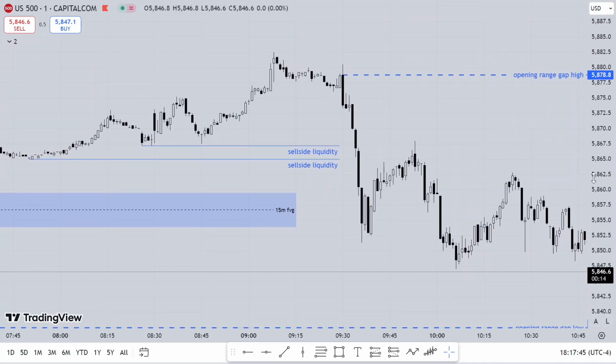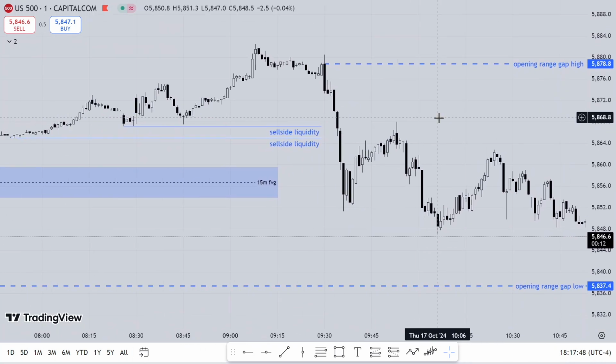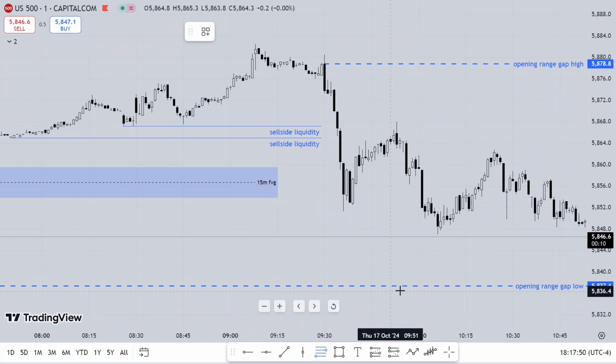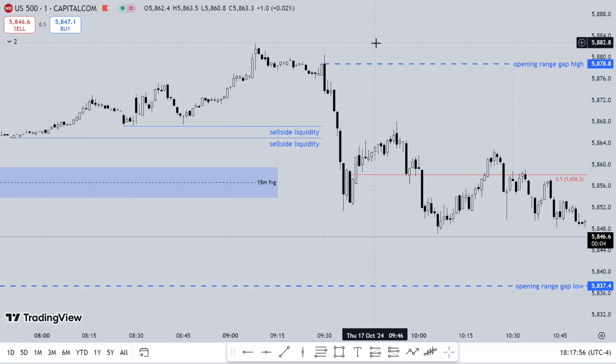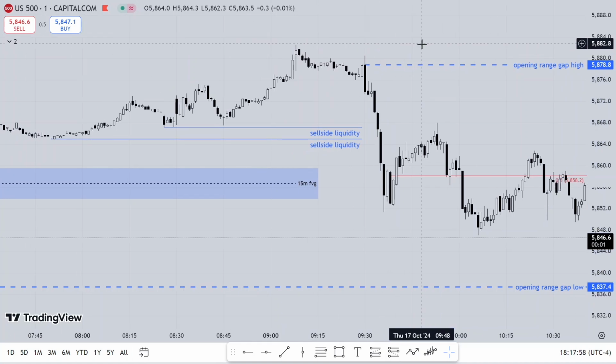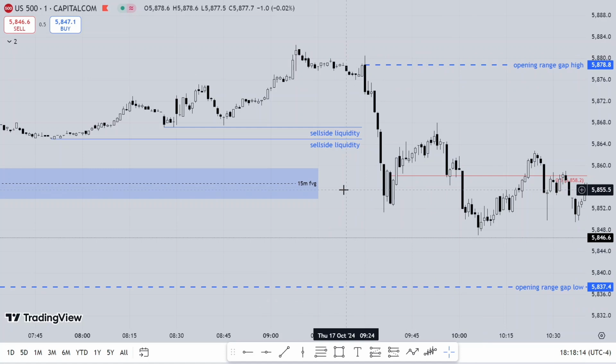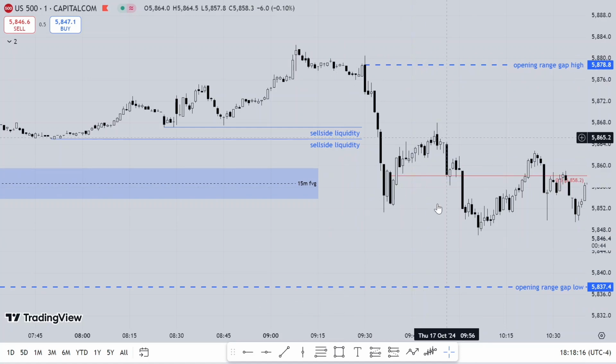You identify your opening range gap, the range between the opening range gap, and you look for the equilibrium of it. The consequent encroachment of the opening range gap is your first target, because typically about 75% of the time, when we open at a premium, price will come to a discount at the equilibrium, which is the consequent encroachment of the opening range gap. So you measure the high of the opening range gap and the low of the opening range gap, and you look for the consequent encroachment of that gap.